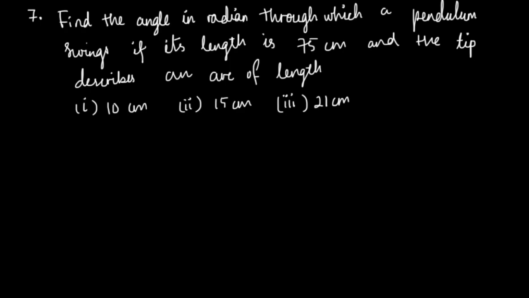Find the angle in radian through which a pendulum swings if its length is 75 centimeter and the tip describes an arc of length. So we have three arcs: 10 centimeters, 15 centimeters, and 21 centimeters. Again, like always, let's start with the circle.